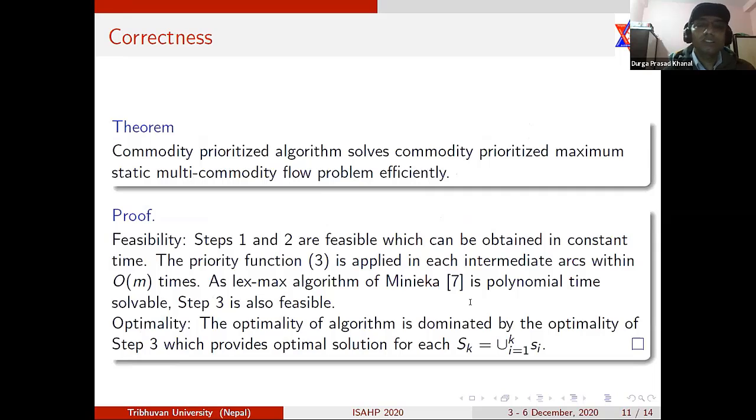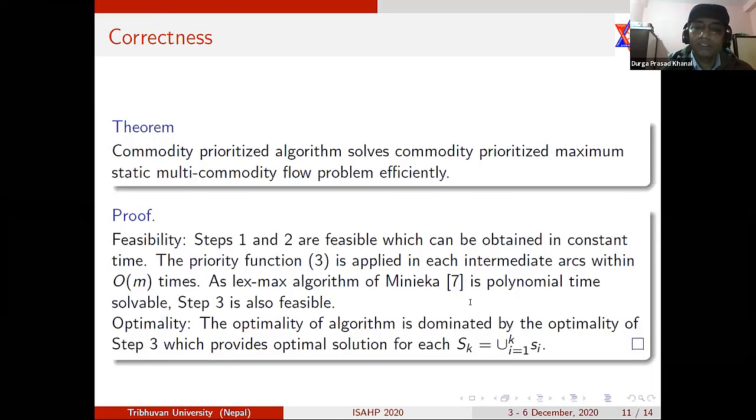This is the theorem about the correctness of this algorithm. We use two parts: feasibility and optimality. Algorithm steps 1 and 2 can be solved in constant time, because step 1 is about the priority for each commodity, and the second one is the set inclusion. In step 3, equation 3 is used to give the priority for the commodity on intermediate arcs, which can be solved in order n time. And the max-flow algorithm can be solved in polynomial time. That's why the algorithm is feasible.